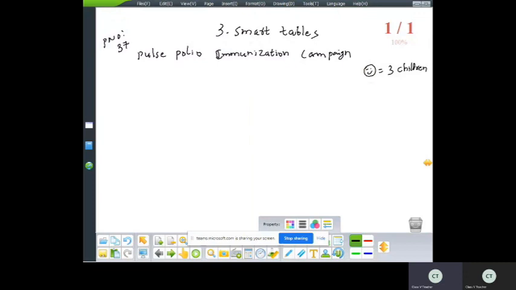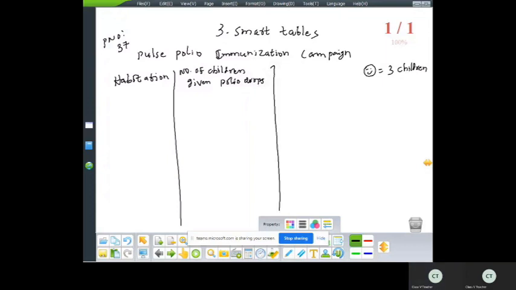Your table is also given. Habitation, number of children given folio drops, number of children.